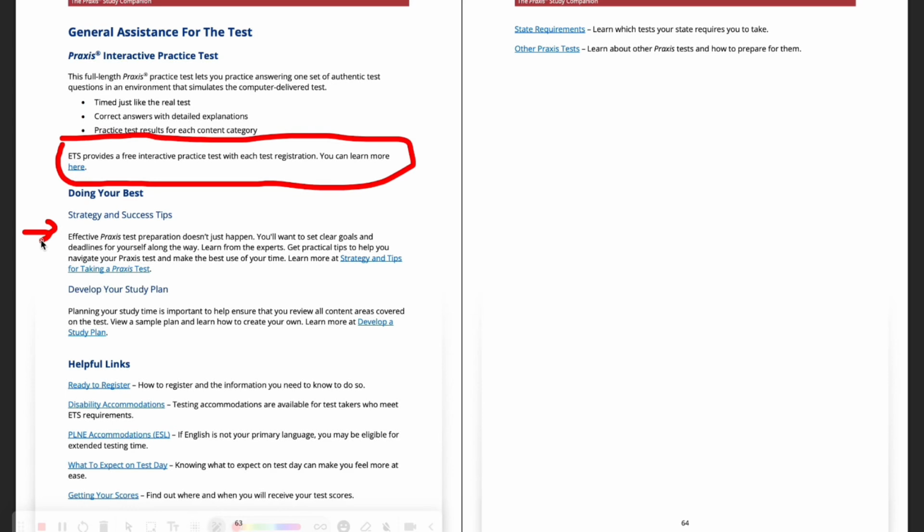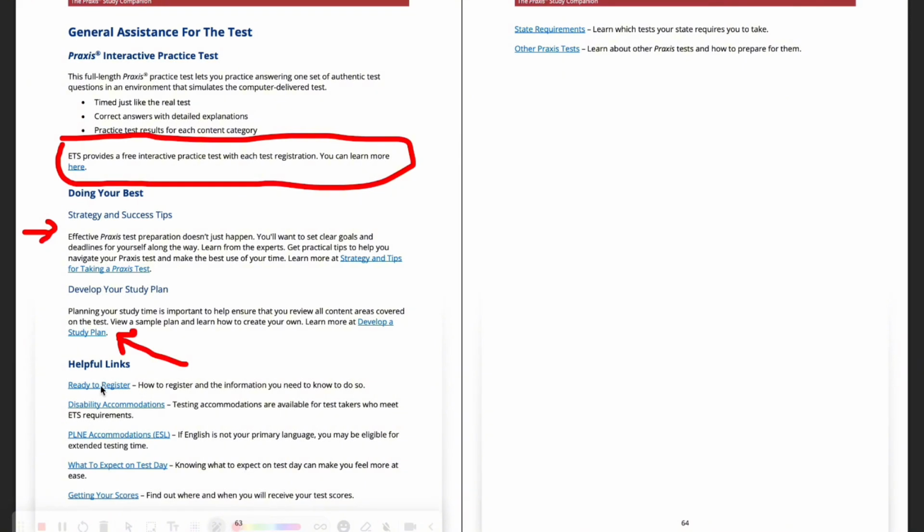Effective Praxis test preparation doesn't just happen, right? Let's go back to what I was talking about, not just blindly testing. You want to get a game plan. You want to put some type of structure in place so you can properly prepare for the exam. You want to set clear goals. You want to set deadlines, right? Develop your study plan. Remember, I said they have a study companion and they also have a study plan. And so we're going to go through the study plan in another video on how you can use the study companion and the study plan side by side to help you prepare for your Praxis exam.